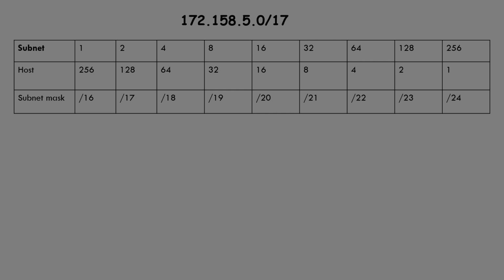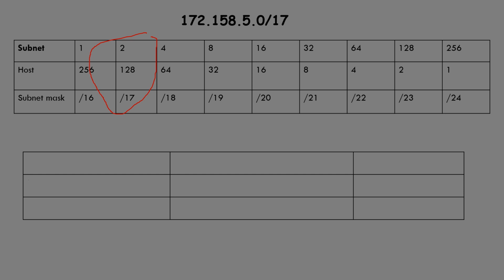Now our requirement was /17, which is the second column. In the table we can see that /17 has two subnets and each subnet will contain 32768 hosts. Now we will create the subnet table for the required question. This will have three rows: network address, usable host range and broadcast address.